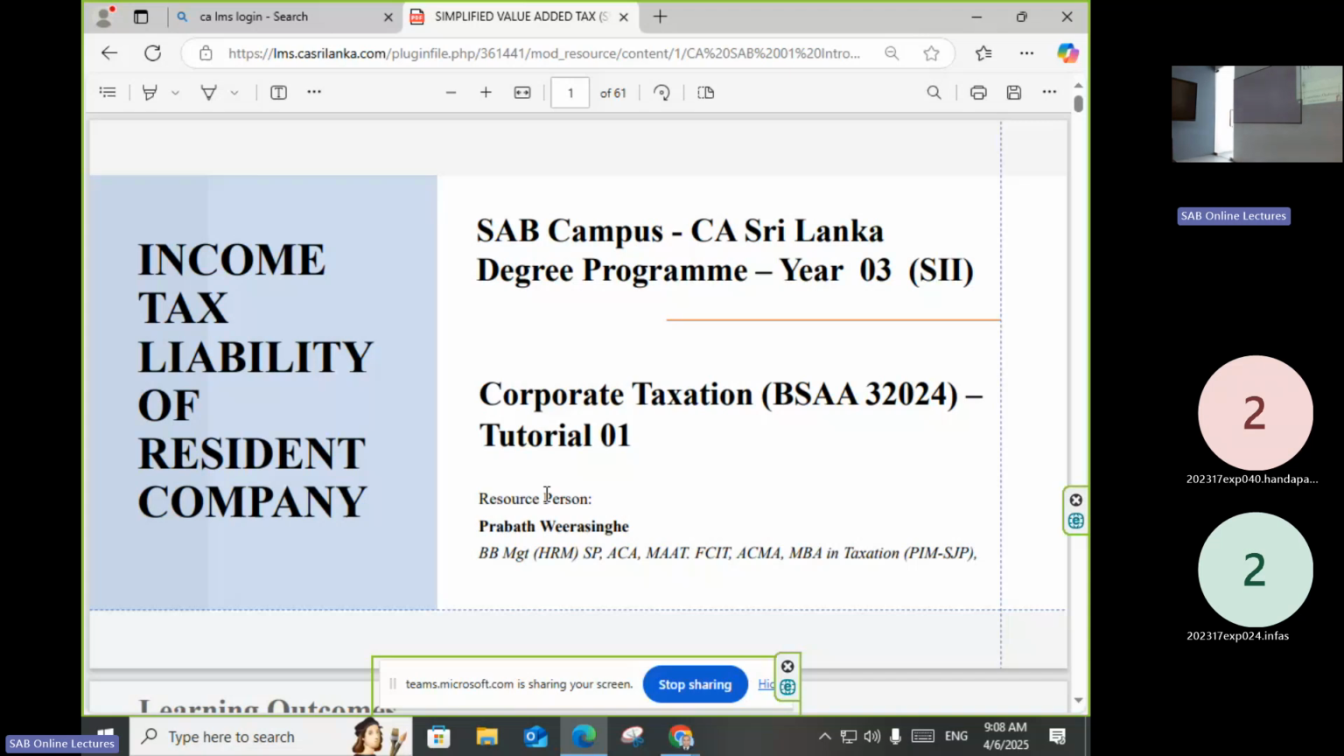Taxation of the individual, I assume you have that knowledge. What do you mean by tax? Imposed by the government, it is individual to some extent. Yes, correct.